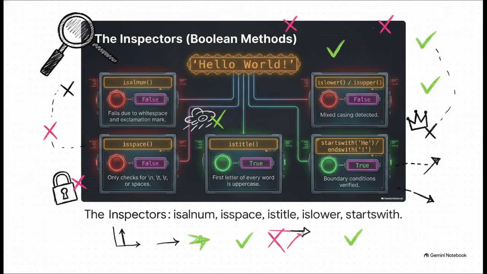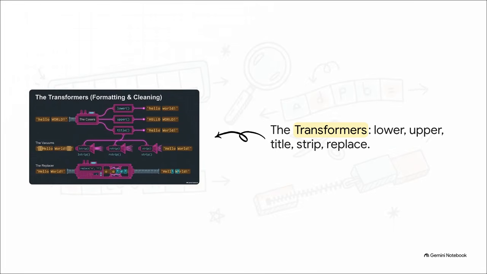First up, the inspectors. You're going to want to deploy these methods immediately when you need fast Boolean quality control checks. Basically, they just return a simple true or false. Use them to definitively figure out if a string is completely alphanumeric, if it's hiding some sneaky invisible white space, or if it meets boundary conditions, like starting with a very specific prefix.